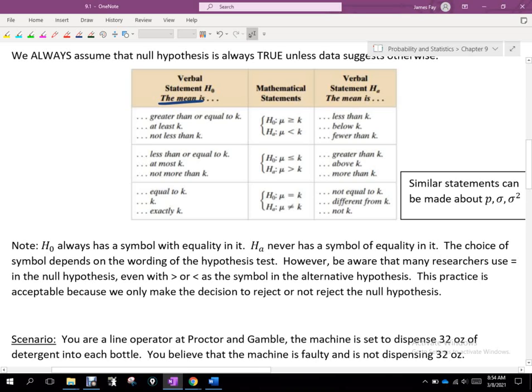However, be aware that many researchers use equals in the null hypothesis, even with greater than or less than symbols in the alternative hypothesis. This practice is acceptable because we only make decisions to reject or not reject the null hypothesis.